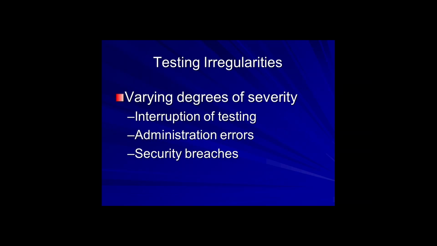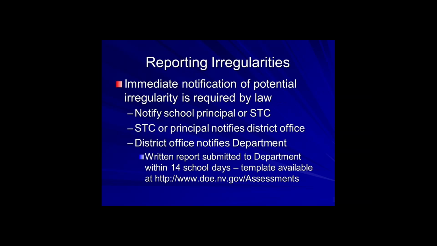There are varying degrees of severity in terms of testing irregularities. At an interruption of testing, there could be administration errors or, hopefully not, security breaches. Immediate notification of a potential irregularity is required by state law. An administrator should notify the principal or the school test coordinator, who notifies the district office, who notifies the Department of Ed. The department expects a written report within 14 days, and the template is at the same place as all these other assessment resources online.